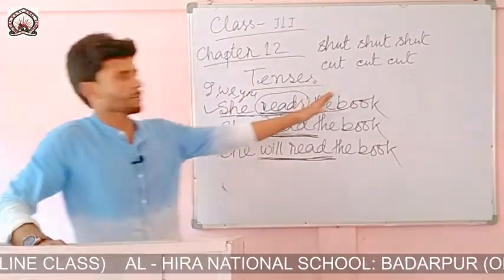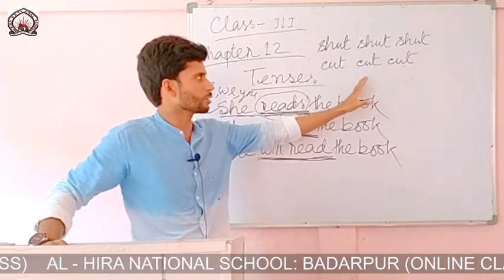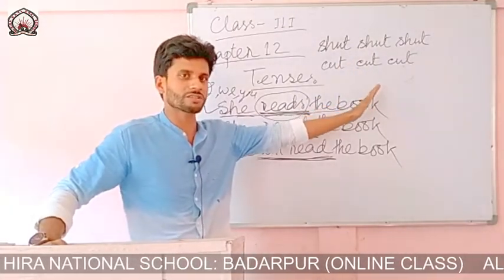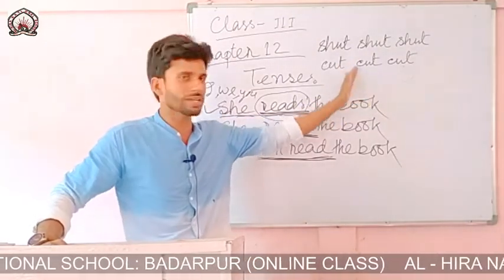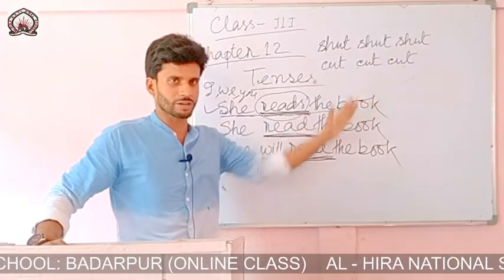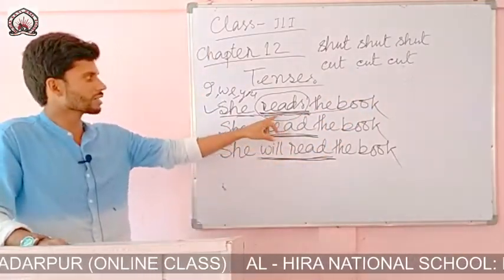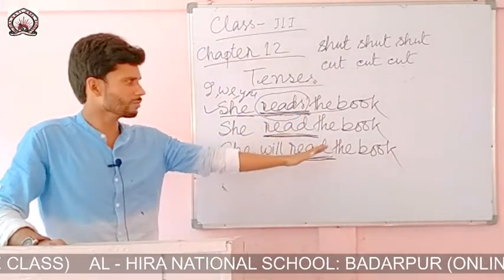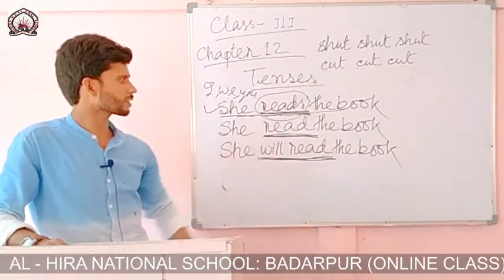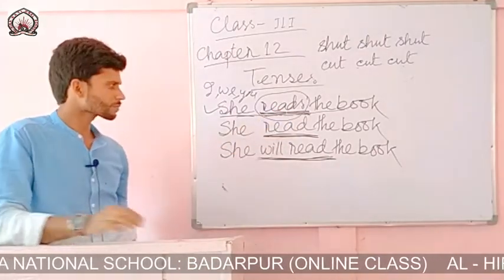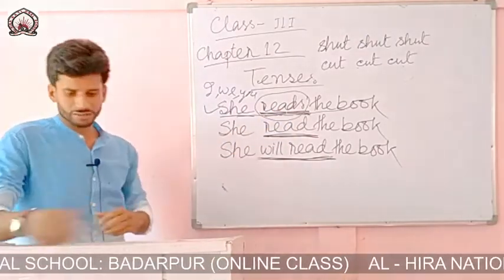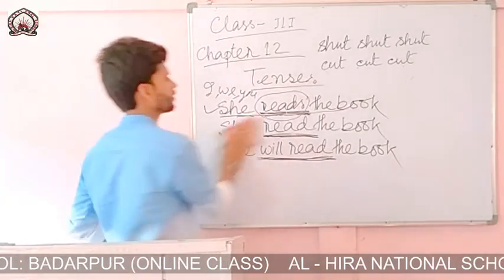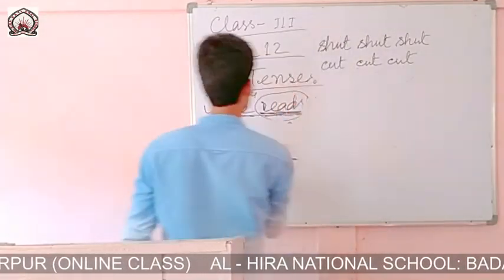And some words, what happens? Some words do not change when they go to past tense and past participle tense. Their spellings and their pronunciations remain the same. And some words, just like read, the spelling remains the same, but the pronunciation changes. In case of this one, there are sentences given in your textbook as well. I am writing.